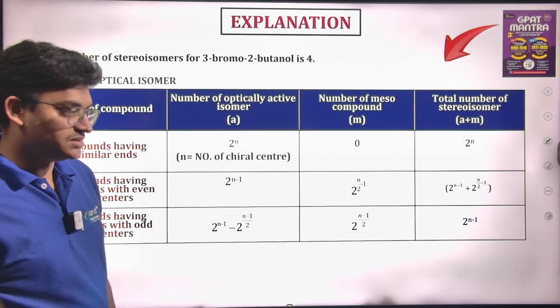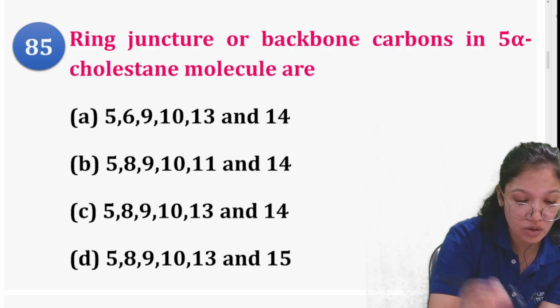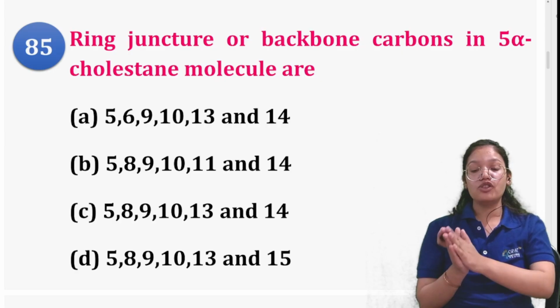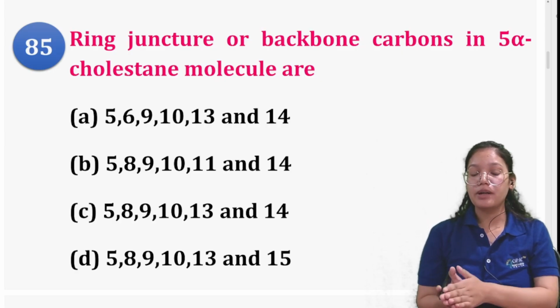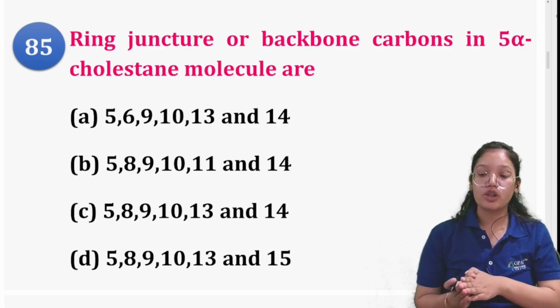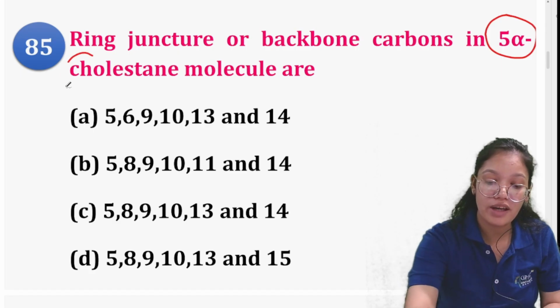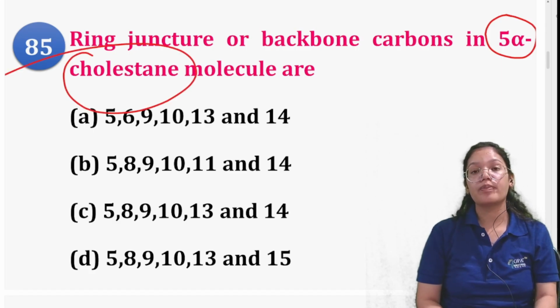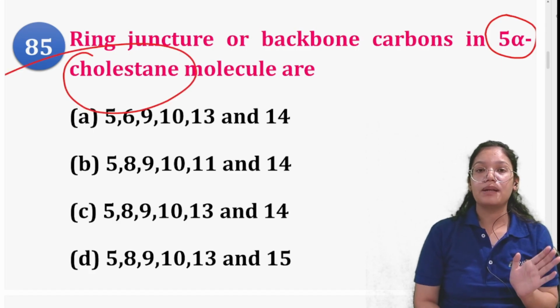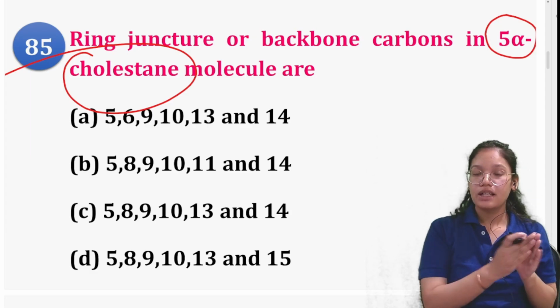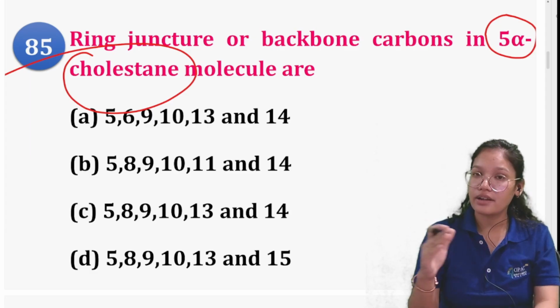Okay, direct answer. The next question we have: the ring juncture or the backbone carbon in the 5-alpha cholesterol molecule is... Talking about the 5-alpha cholesterol molecule, okay. So cholesterol basically has the steroid moiety. Steroid moiety means 4 rings are attached to each other.